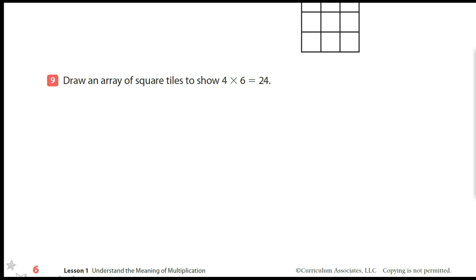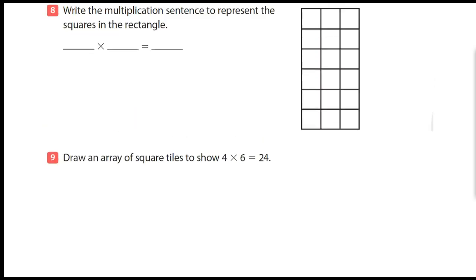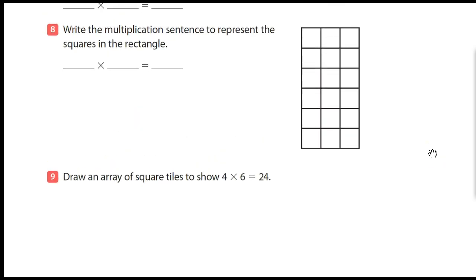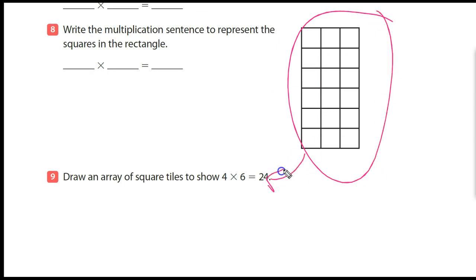Number 9 says, draw an array. Okay. Draw an array of square tiles to show 4 times 6 equals 24. Draw an array. Okay, of square tiles. So what that means is I need to draw something like this that represents 4 times 6 equals 24. All right, go ahead and do that for me, please.